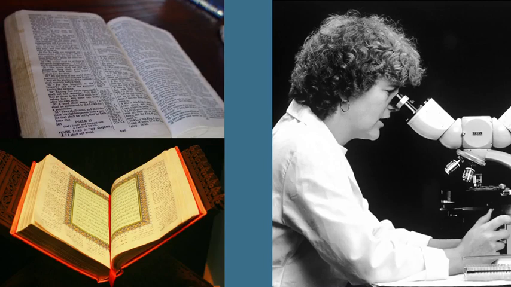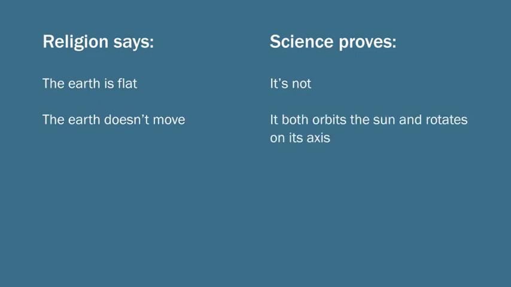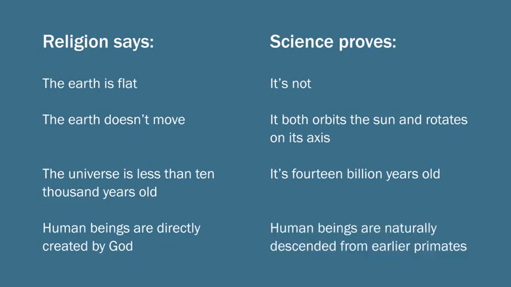Some actually defend this model because they think it's a straightforward reading of the history of the relationship between science and religion. So you might take the Galileo affair as one example of this. Or even previously, it's oftentimes claimed, although this is not actually the case, that Christian figures, for example, held that the earth is flat, and science later proves that that's wrong. Or religion says that the earth doesn't move, and science later proves that in fact it does orbit the sun and rotates on its axis. Or religion says that the universe is less than 10,000 years old, and then science proves it's 14 billion years old. Or religion claims that human beings are directly created by God, and then science shows instead that human beings are descended from earlier primates, and so on.